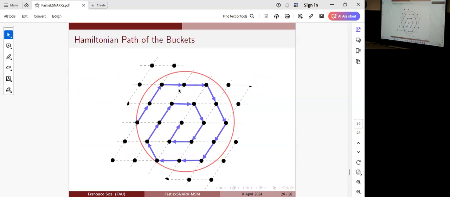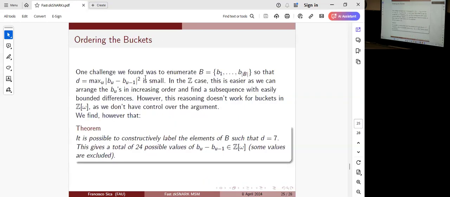So the values are the nodes in this path, and the difference of the values is the edge. And we want the length of the edge to be small. So we are choosing the smallest distance between those points, like if we write the ring elements.